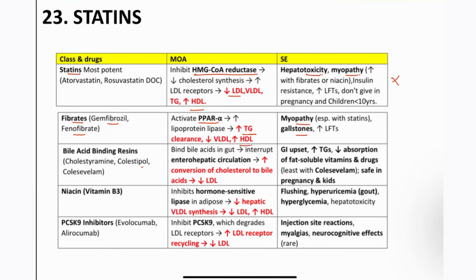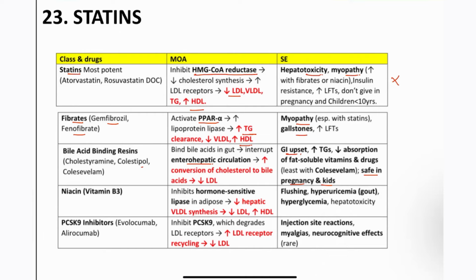Next, what is the benefit of this one? There is decreased LDL, and this is going to cause GI upset because the enterohepatic circulation is interrupted. Next, it is the only drug that is safe in pregnancy and kids because it is only acting on the enterohepatic circulation.